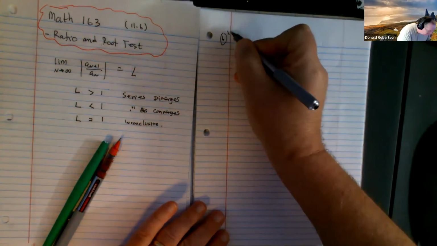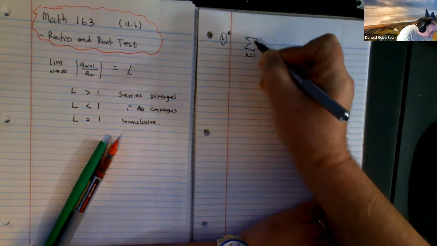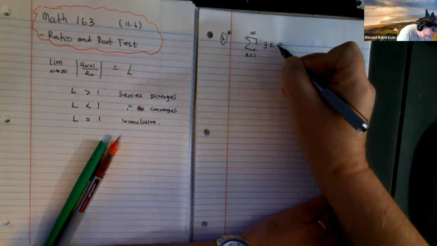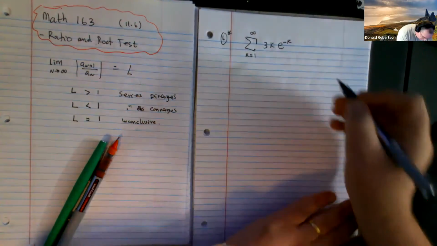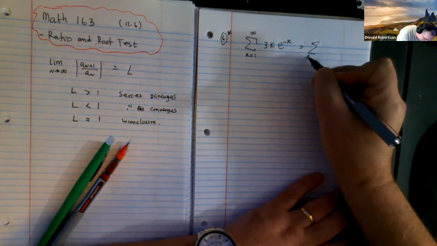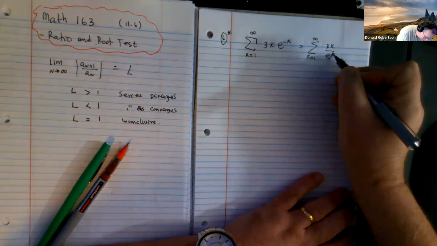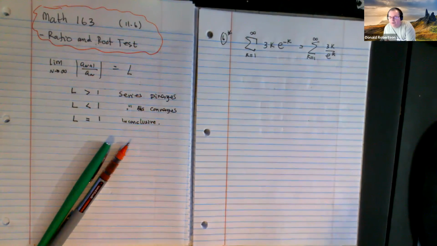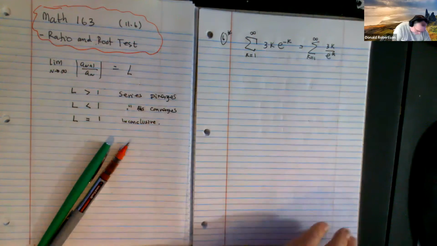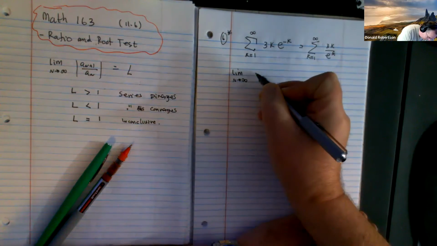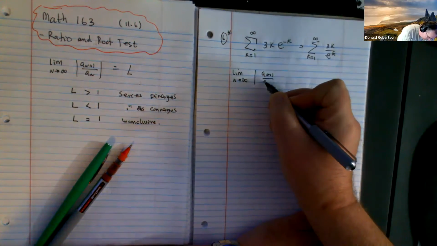So an example of that would be question 6 in your homework. And it's going to be the series k equals 1 to infinity. My example, it's that. I would rewrite this like that, just going to make it easier algebraically. So we are going to do the limit as n tends to infinity of the ratio of this guy divided by that guy.